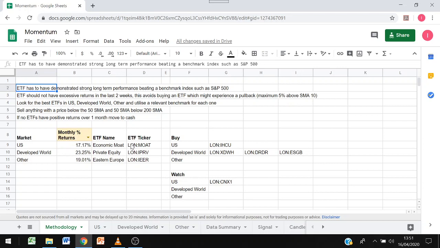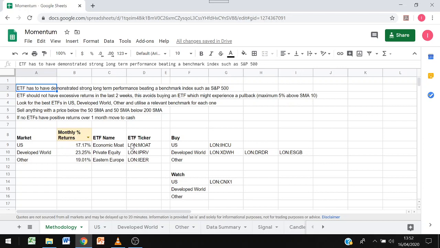ETFs should not have excessive returns in the last 2 weeks. This avoids buying an ETF which might experience a pullback. So anything that has the current price over 5% above the 10-day simple moving average, SMA, we would just put on a watch list. It would have had too much of a recent run up to buy it straight away.